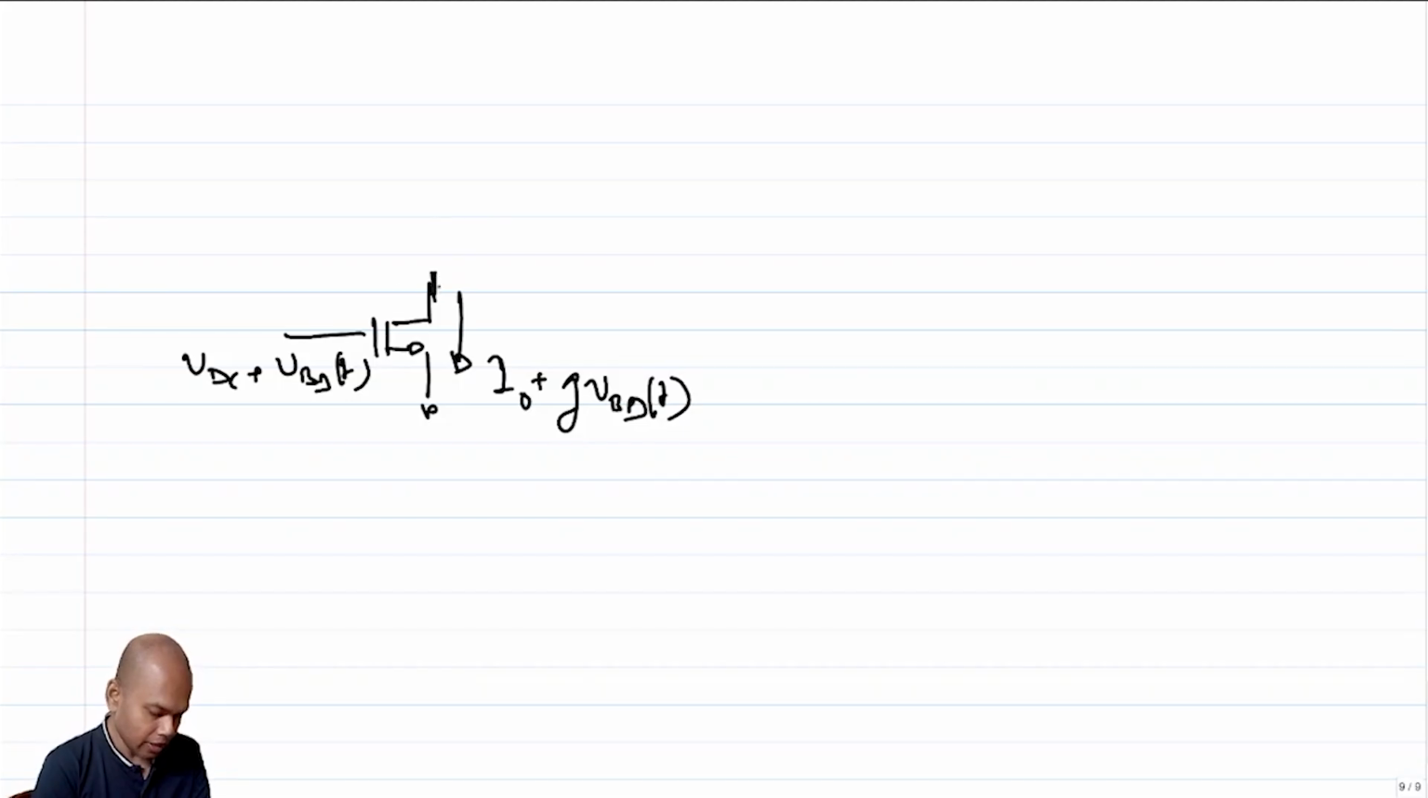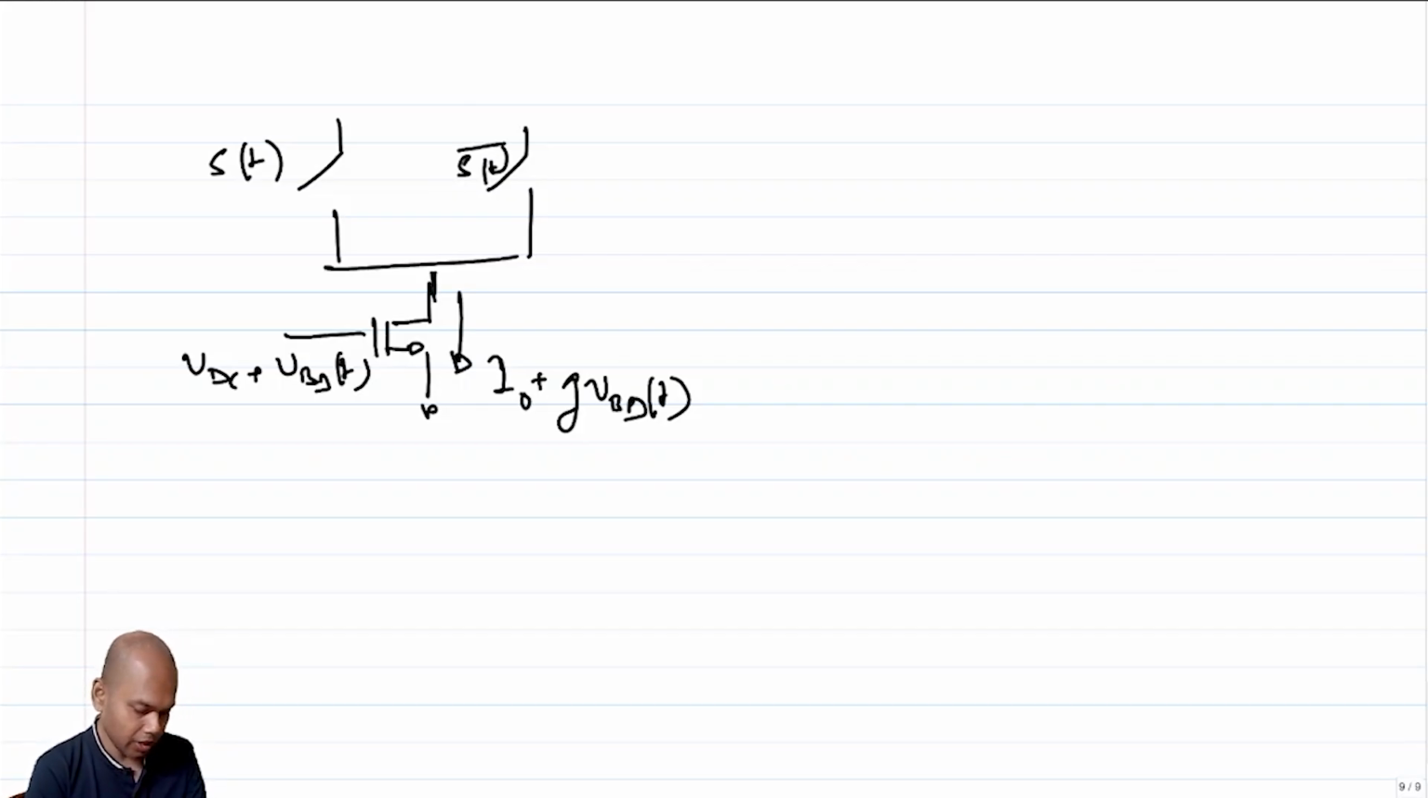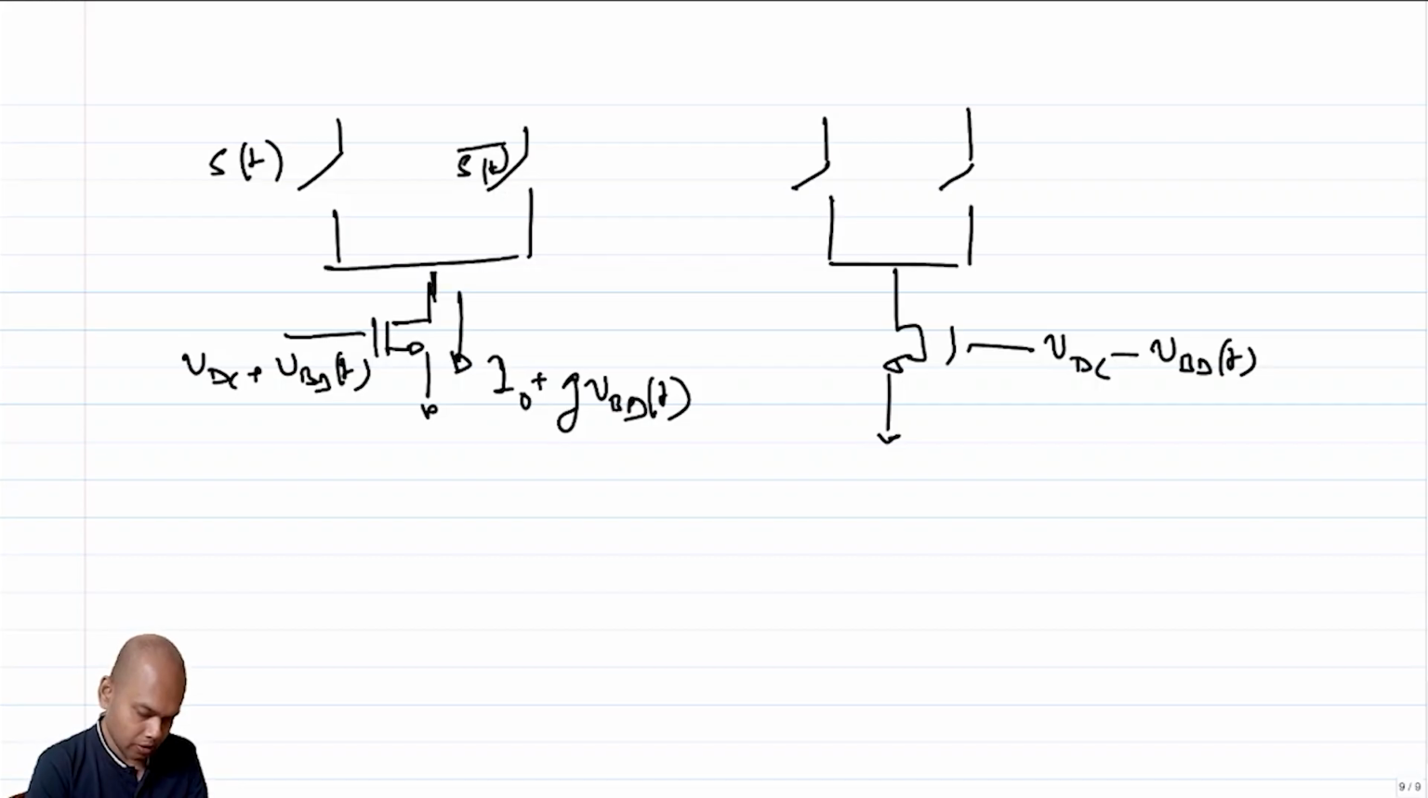So this current is I naught plus GM times VBB, right? And then you pass it through a bunch of switches, right? So if you have a switch here, let's say this is ST, you have a switch here, you call it S bar T or ST minus, whatever you want to call it. Then let's say, and if you want double balanced, obviously you will require here VDC minus VBBT, right? And here, let's say this is ST, this is bar T.